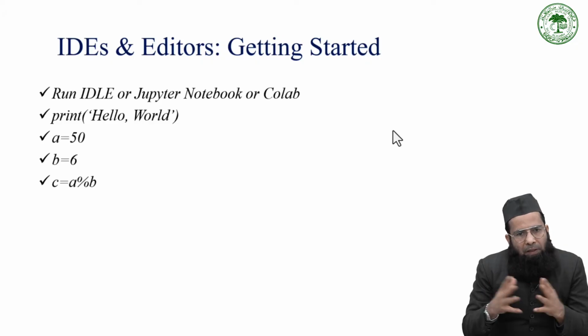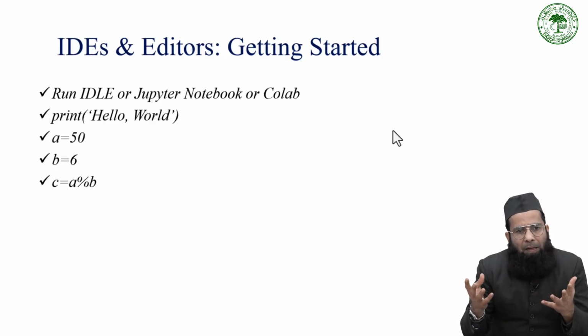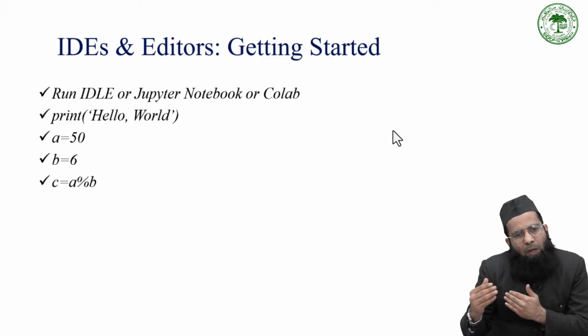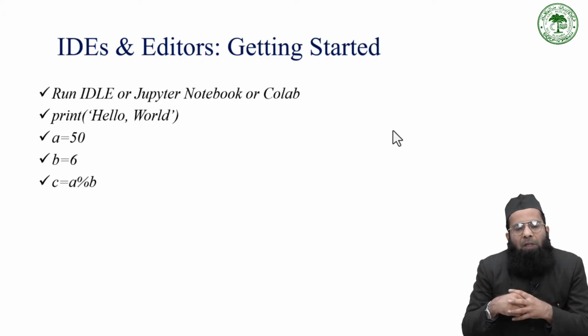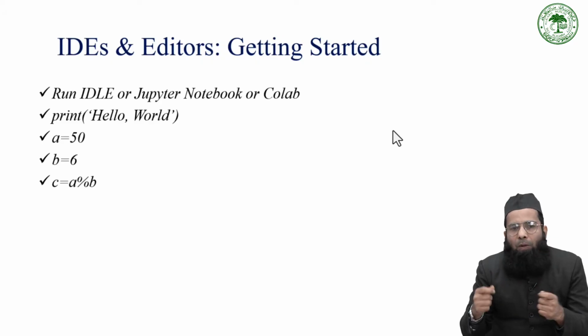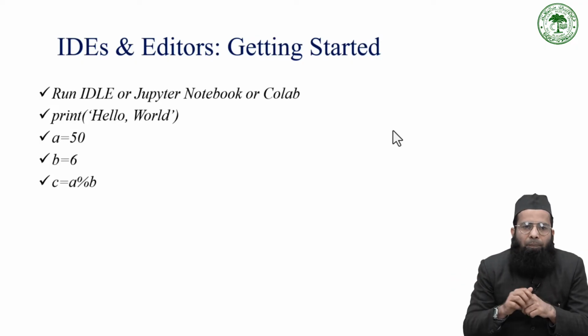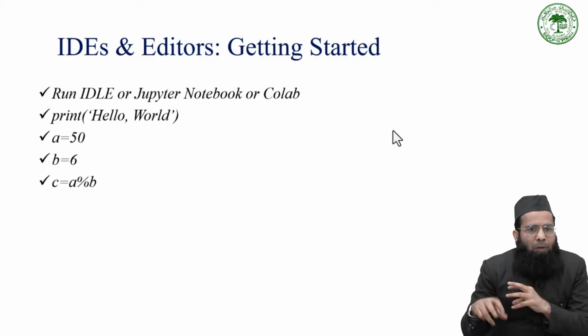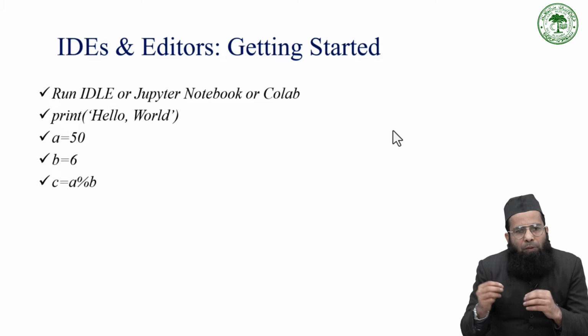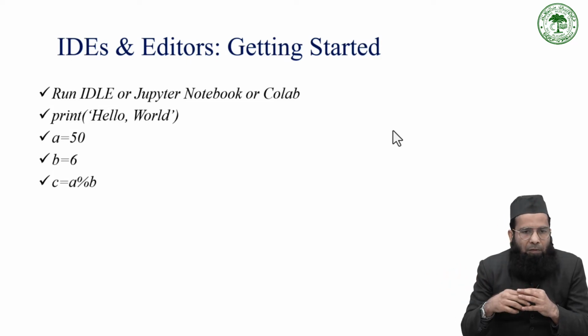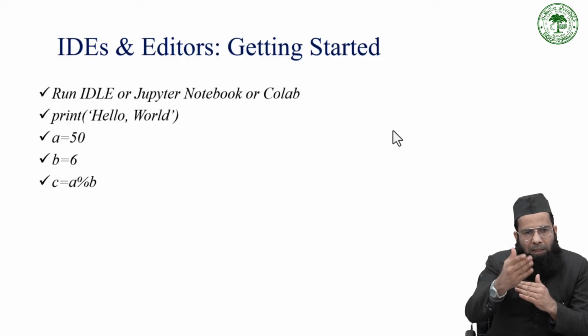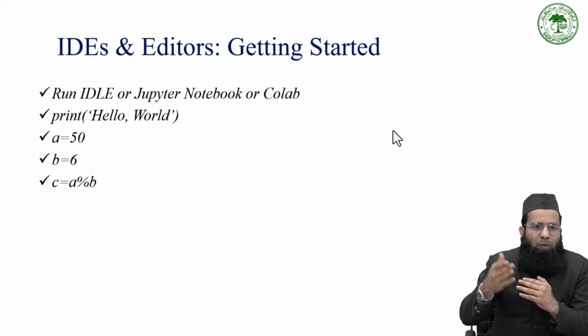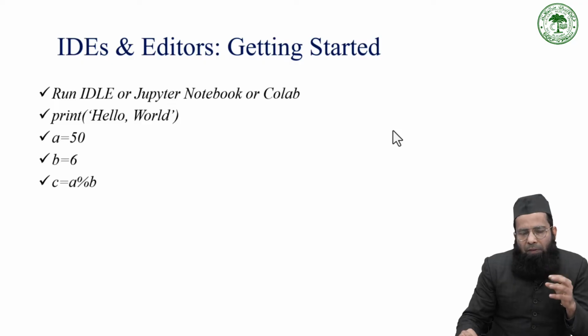So if you want to work with Jupyter Notebook or Google Colab, I have already told you how you can use an IDE, Jupyter Notebook, or even Colab. And I have already shown you how you can write a statement in an IDE or Jupyter Notebook. You just need to use print and then the string that will be printed. Here there are certain variables: A is equal to 50, B is equal to 6, C is equal to A modulo B. As soon as you write this, the result will be visible.